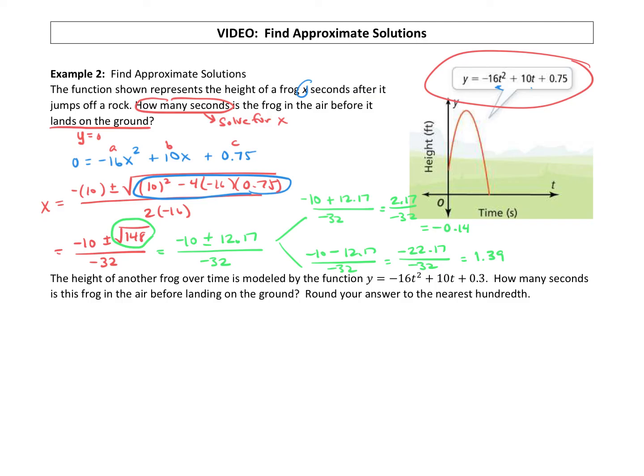Visually, what we're finding are the two solutions where your parabola crosses the x-axis. So that negative 0.14, if this were to continue down here, that's on that side. The 1.39 is over here. Because we're representing time, the negative solution does not make sense. We don't measure time with negative numbers, so we don't want the negative 0.14. It's the 1.39. So the frog is in the air for 1.39 seconds.